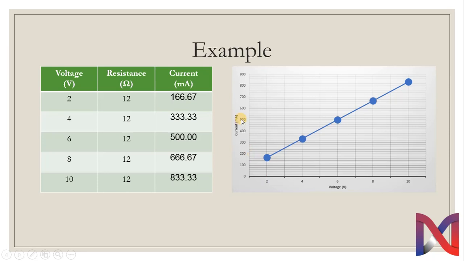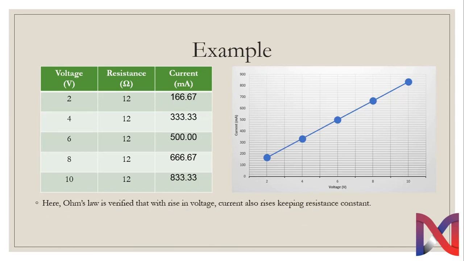However, here I have shown the current on y-axis and the voltage on x-axis to verify that it doesn't depend on whichever quantity we take on the axis. The resultant graph will be a straight line. As I already mentioned, here Ohm's law is verified that with the rise in voltage, current also rises, keeping resistance constant. The direct relationship of Ohm's law for voltage and current is verified by a straight line, that is V is directly proportional to I.